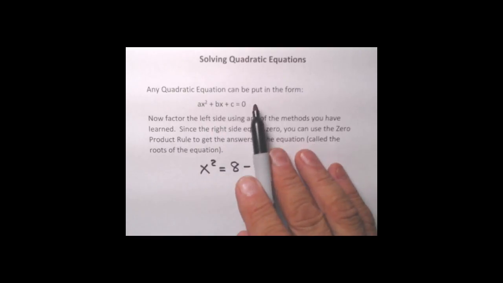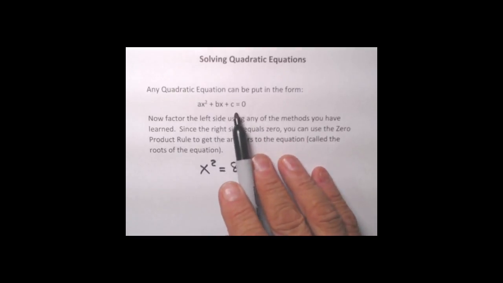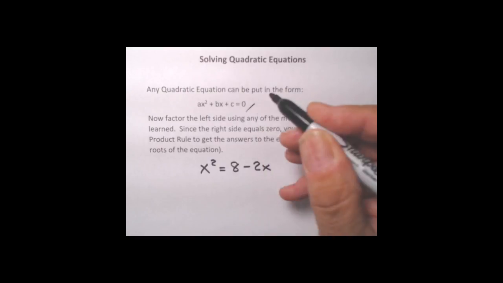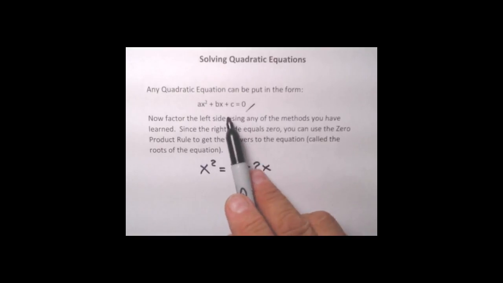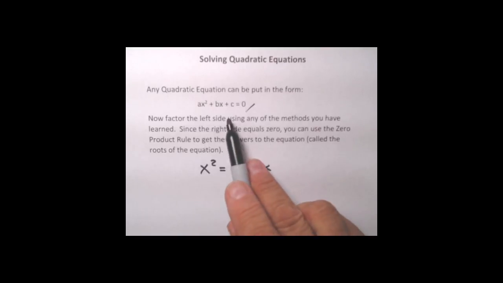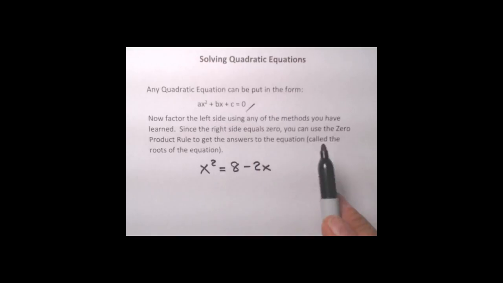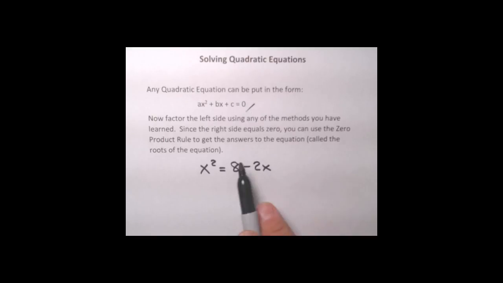So what you can do is move everybody to the left, so you end up with ax squared plus bx plus c equals 0. This 0 over on the right is real important, as we'll talk about in a moment. The a, b, and c, of course, are just the coefficients of each of the terms. Now, this guy on the left is a quadratic. Factor him using any of the methods you've learned. Since the right side equals 0, we can also use what's known as the zero product rule to get the answers to the equation, and these answers are known as the roots of the equation.